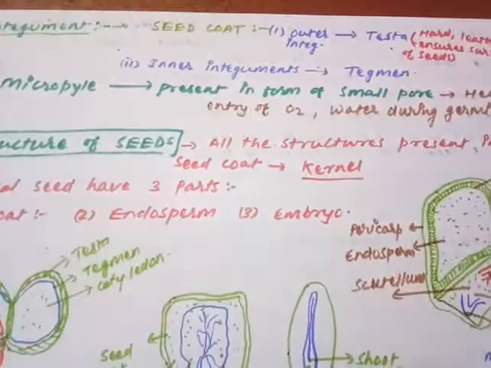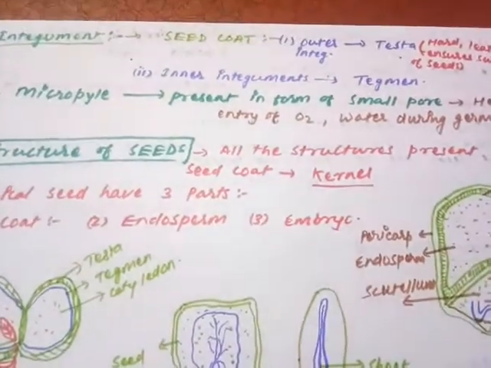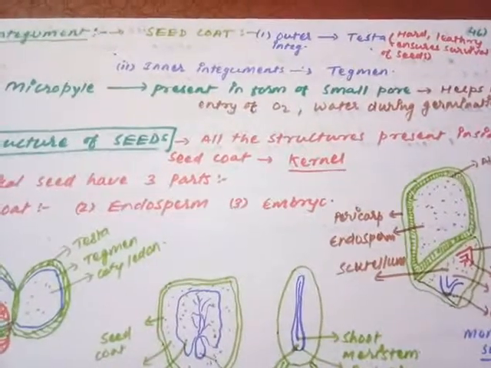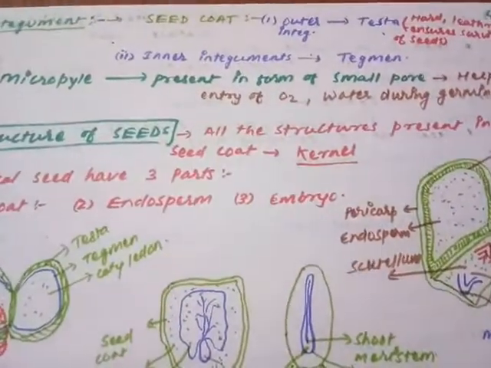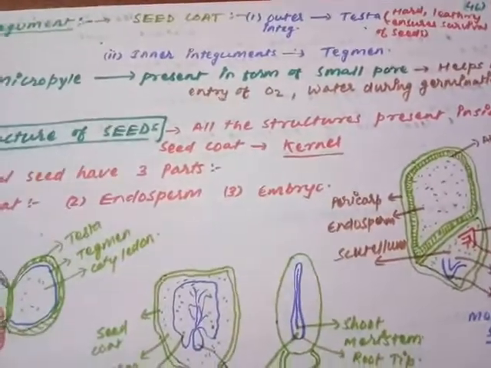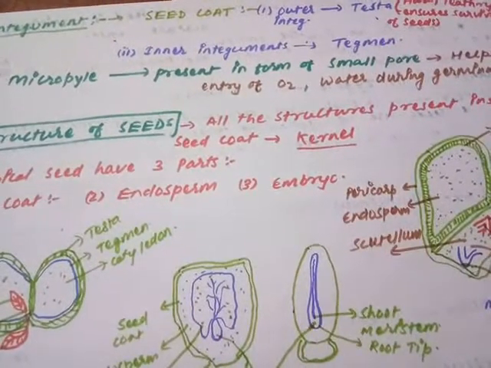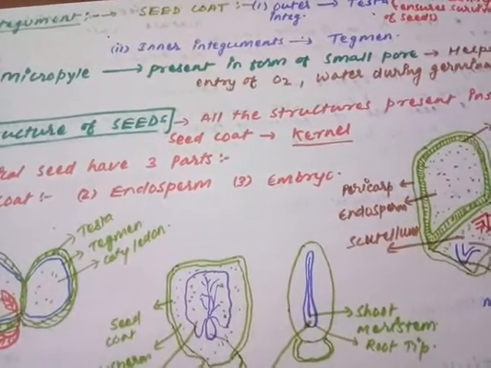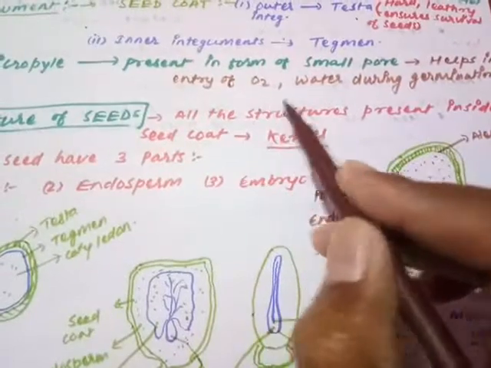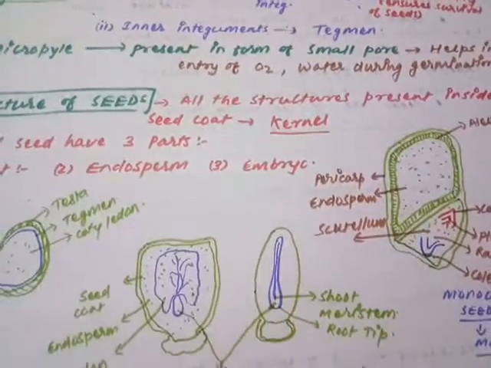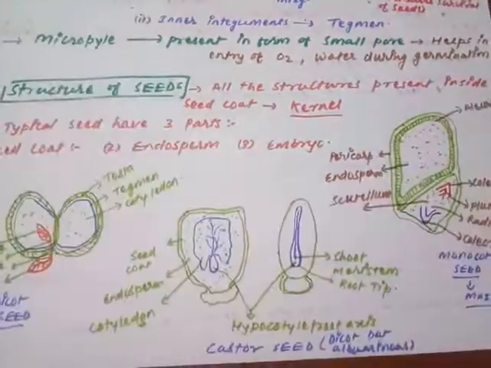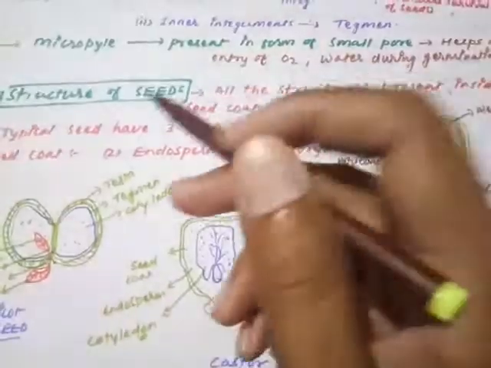What is the importance of the micropyle, the seed pore? The seed pore is very important, as it facilitates absorption of oxygen and water during the process of germination. Are you getting my point? The micropyle is present as a small pore or shallow depression, called the seed pore. Its role is the entry of oxygen and water during germination. It is very useful in the germination process.